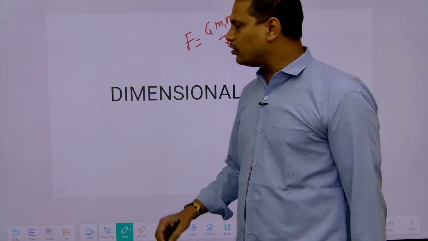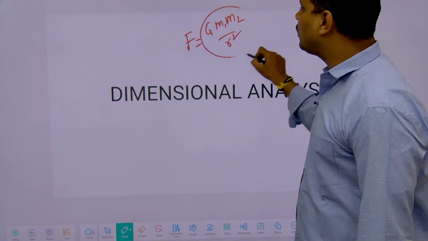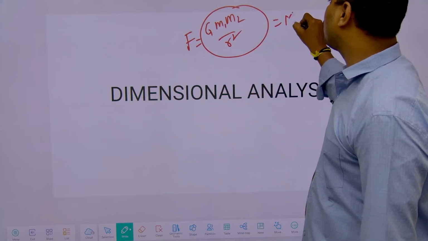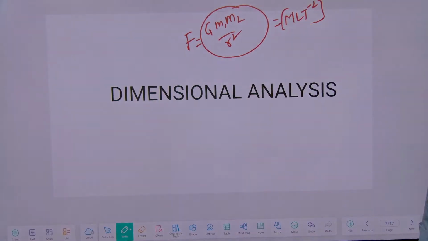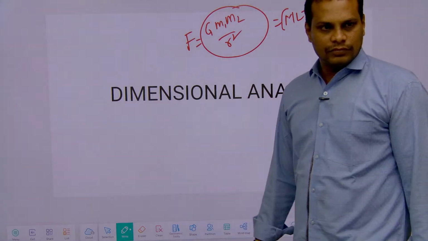In such cases, instead of taking that big equation, you can represent it with the dimensional formula like this, M L T power minus 2. So M L T power minus 2 is nothing but force. Are you clear? M L T power minus 2 means nothing but what?